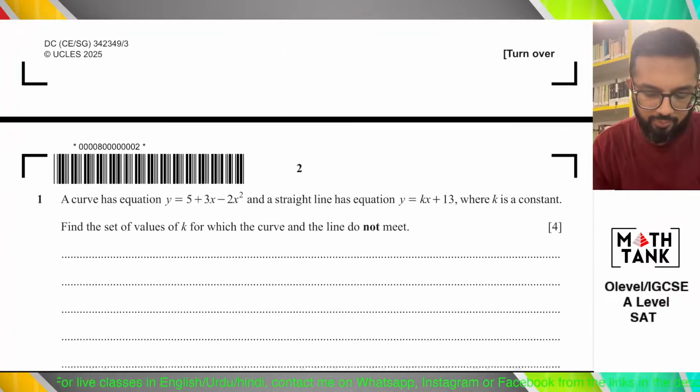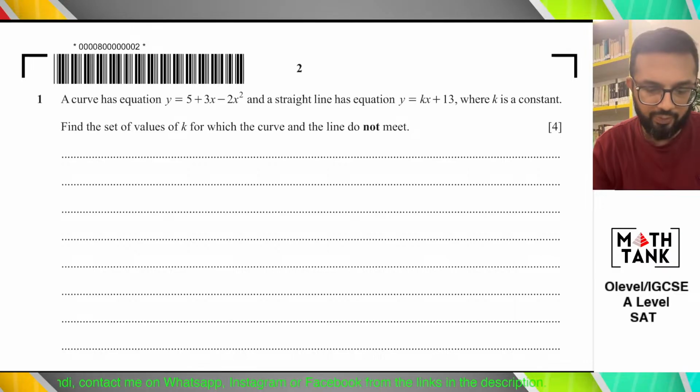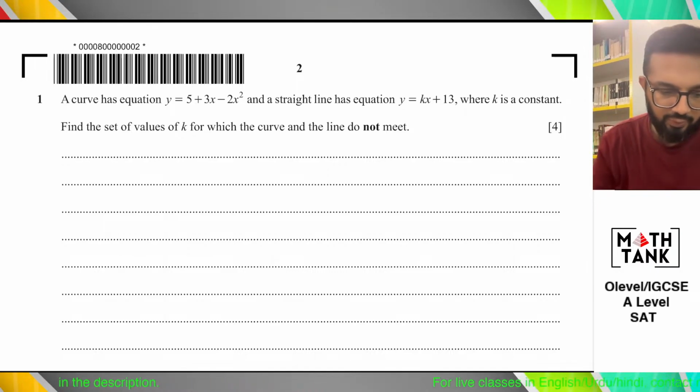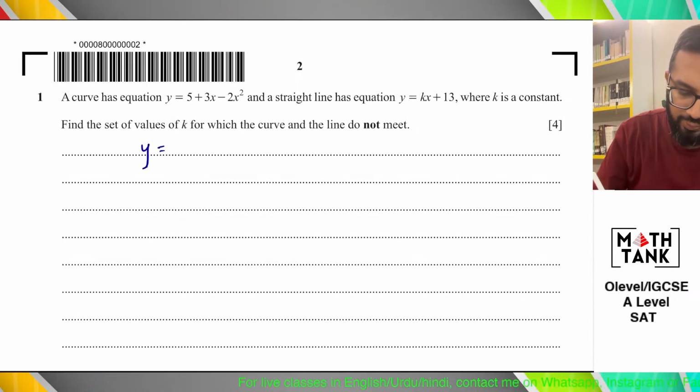Okay, the first question says a curve has equation y equals 5 plus 3x minus 2x squared, and a straight line has equation this, where k is a constant. Find the set of values of k for which the curve and the line do not meet. Okay, so I will first put them together.